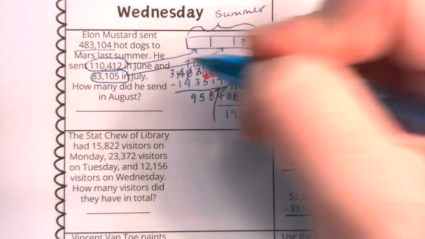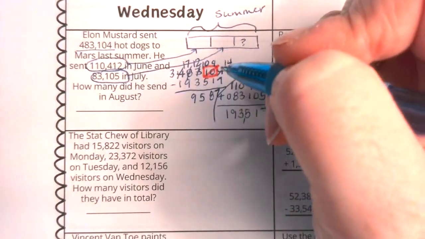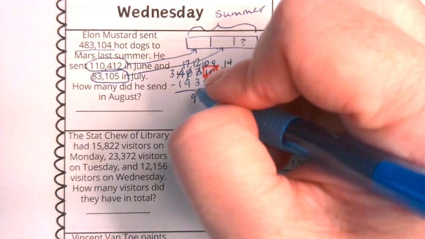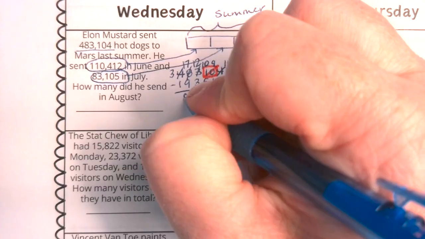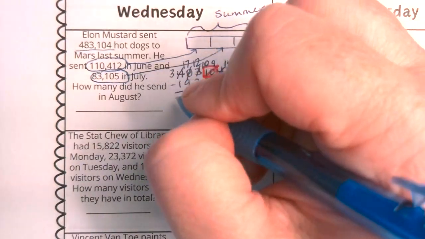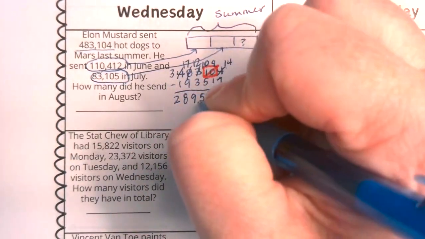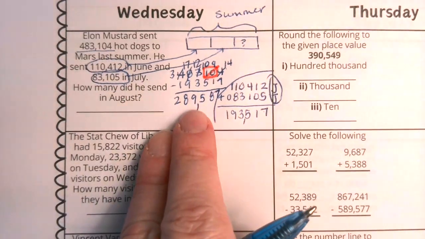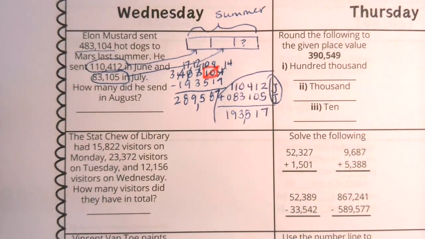So I'm going to borrow from the 4, making that a 3. And now this is a 17. 17 minus 9 is 8. And then 3 minus 1 is 2. And now I have my answer. Look, this is it. He sent 289,587 hot dogs in August.